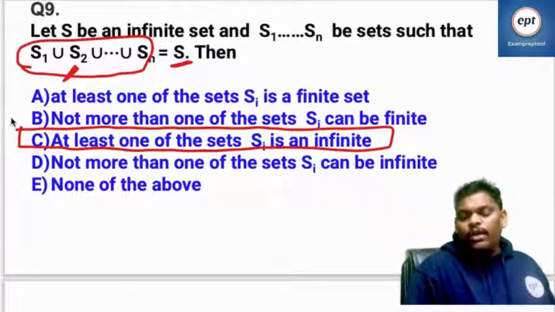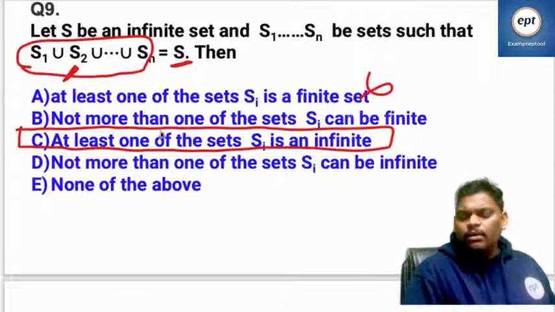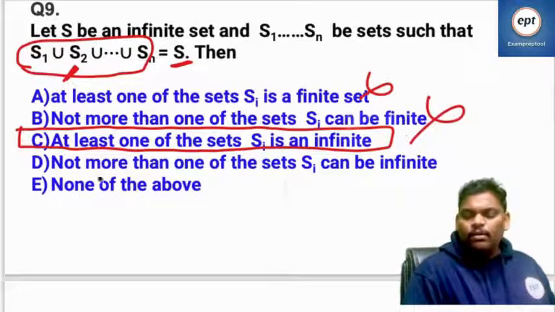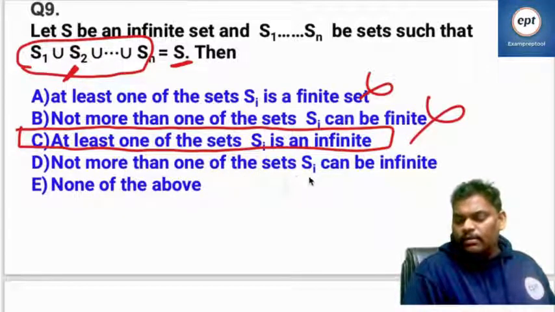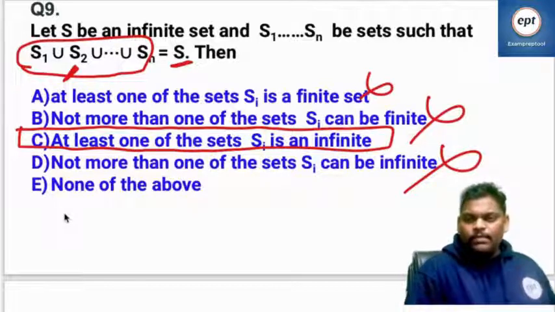The union of a few sets became infinite overall, so at least one infinite set is required. At least one of the sets Si is finite? Maybe, maybe not, no guarantee. Not more than one of the sets Si is infinite? No guarantee, sometimes two also. So the answer is C.